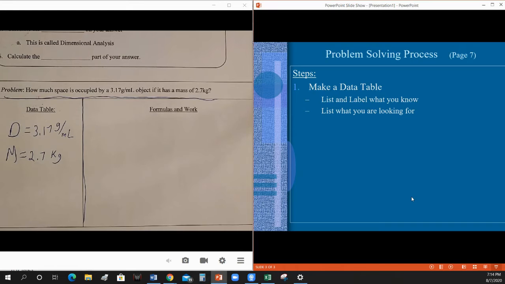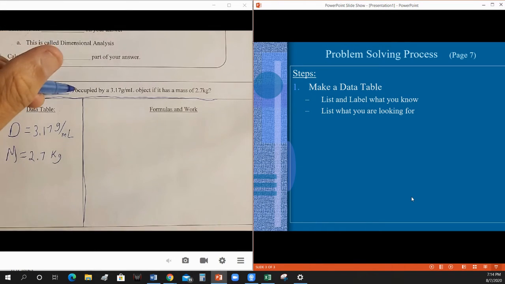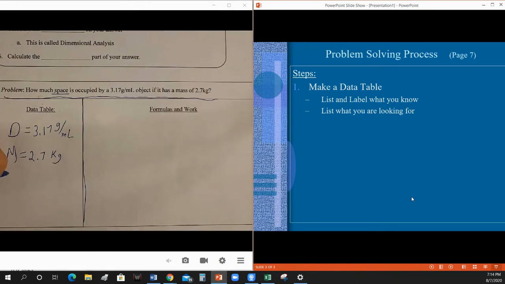But the other thing we want to include is what the question is asking us to find. In this case, it's asking us to figure out how much space our object occupies. Now, again, hopefully when you hear that phrase, space the object occupies, some bells and buzzers are ringing in your head, and you're going, oh yeah, I know what that is. That's the volume. That's our definition of volume, the amount of space an object occupies. So I want to label that, and maybe you put a blank, or maybe you like to put a question mark, something like that. That's all we have to do when we make a data table.